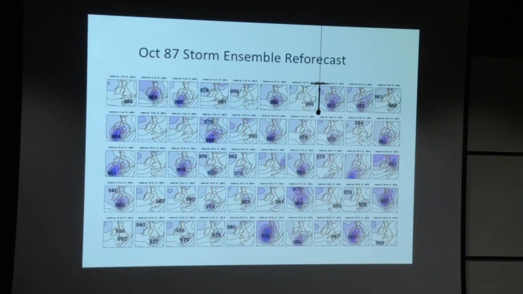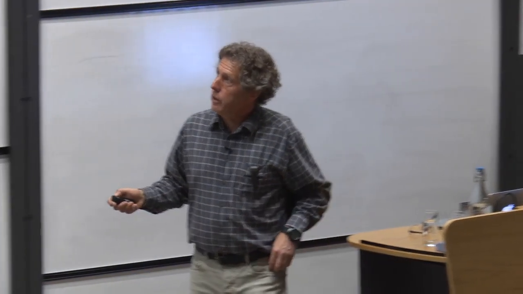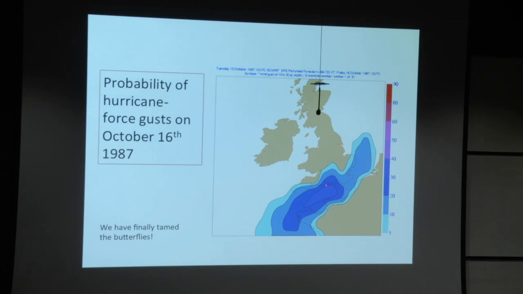Okay, so what would you do with this information? How would you convey this information to the public? Well, one thing you can do is basically say, okay, how many of these members had hurricane-force winds? And count them. And if there were, say, 15 out of the 50 had hurricane-force winds, you would say 15 out of 50 is 30 out of 100. So you'd say there's roughly a 30% chance of hurricane-force winds. And that's actually pretty much what we see. So this is a contour map showing the probability of hurricane-force wind gusts on the 16th of October based on that ensemble forecast. And these blue lines here in the English Channel are up around 30-40%.